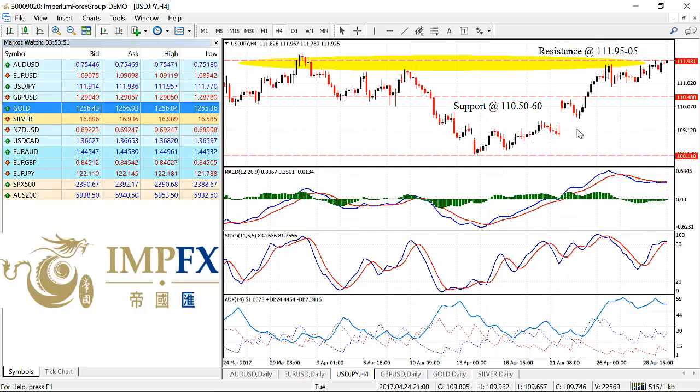Dollar yen now pressuring this resistance at 111.95, and if we do clear the level of 111.95.05, then this would give further room to the upside to 112.80 to 113.10 and reassess from there. Any pullback on the day should find support at 111.45.